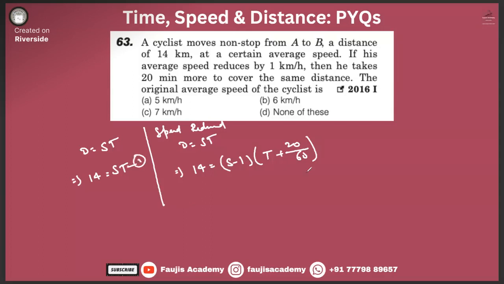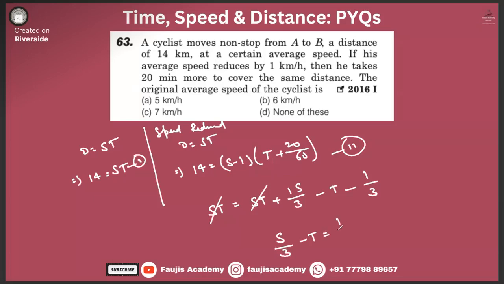Over here is your equation 1, and over here is your equation 2. Let's just equate these two. ST is equal to S minus 1 into T plus 1 by 3, so S by 3 minus T is equal to 1 by 3. That means S minus 3T is equal to 1.